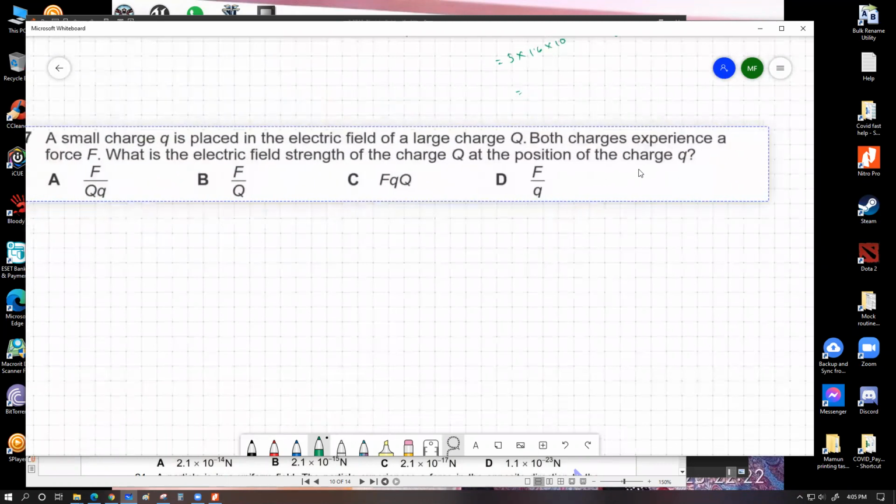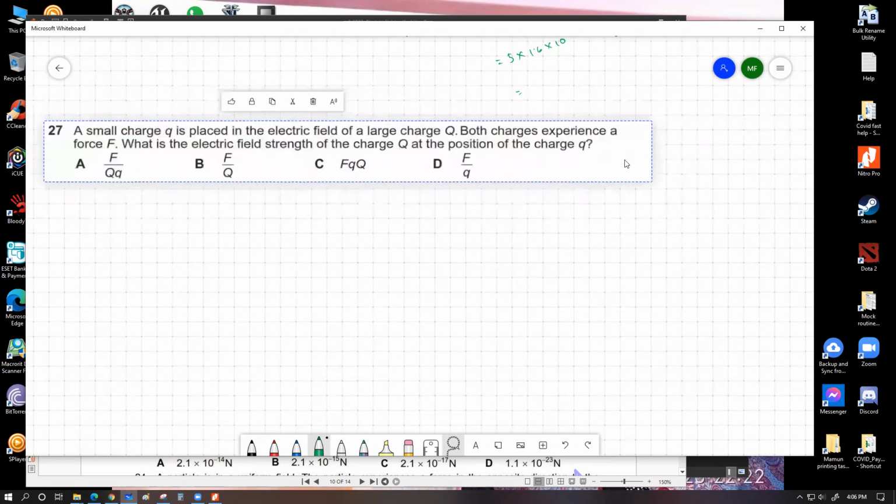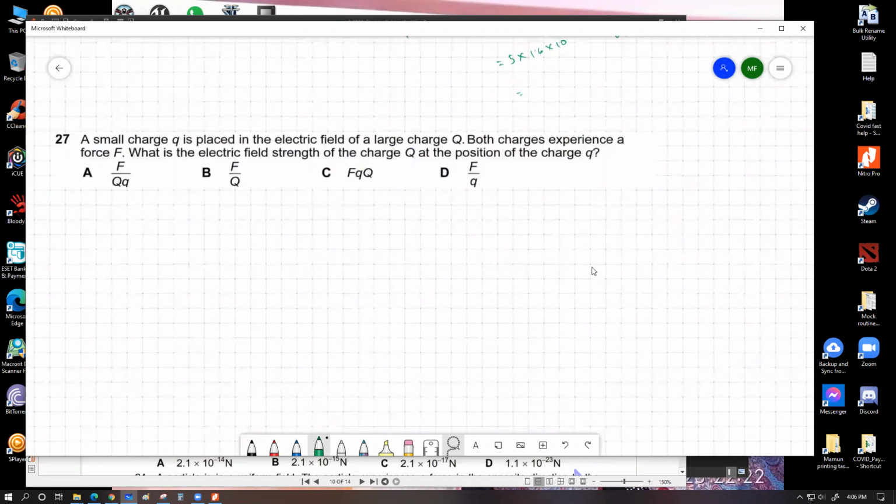Let's try to understand the meaning of this question to begin with. A small charge q is placed in the electric field of a large charge Q. So let's draw those: large charge Q, small charge q. What is the electric field strength of the charge Q at the position of the small charge q? So what is the electric field strength produced by this charge at this location, right here?